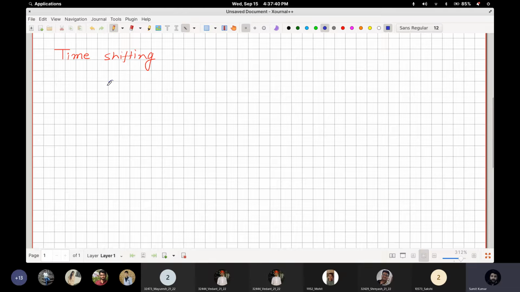How do we shift this signal? f(t) is given, and we have to find out f of t plus t naught. Either f(t) will be given in terms of a graphical representation or in terms of functional form. So how do we get from f(t) to f(t plus t naught)? What is the simplest answer here? Can somebody tell me?